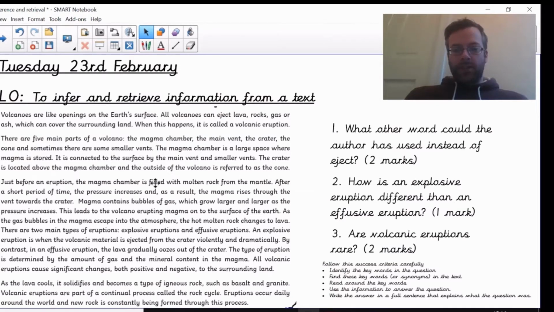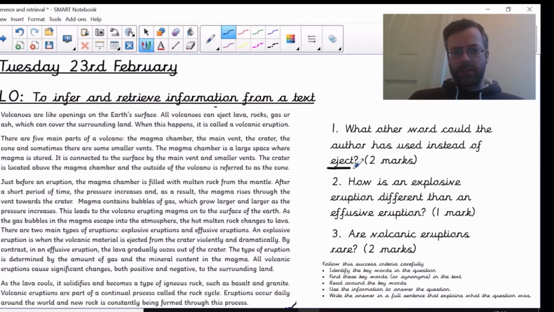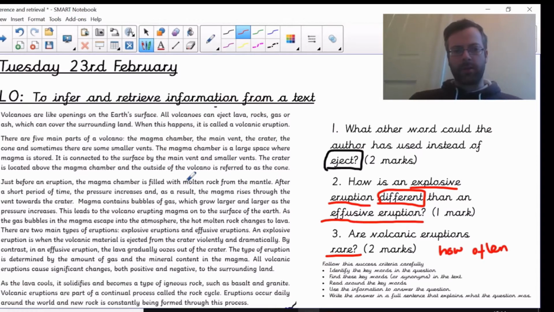Often people will say read the whole text first. I always like to say read the questions, okay, because you can often find out what you need to do. So, what other word could the author have used instead of eject, which is worth 2 marks? And as I'm kind of going through, I'm going to pick out the keyword. So eject is definitely the keyword in that little bit. Then I need to think, how is an explosive eruption, that's going to be important, different than an effusive eruption? Okay, they're the keywords on that. And then are volcanic eruptions rare? So that's going to be talking about like how often. Now once I've read those 3, I'm then going to go into the text, okay?